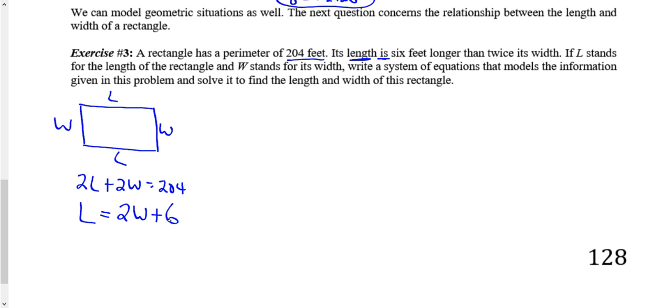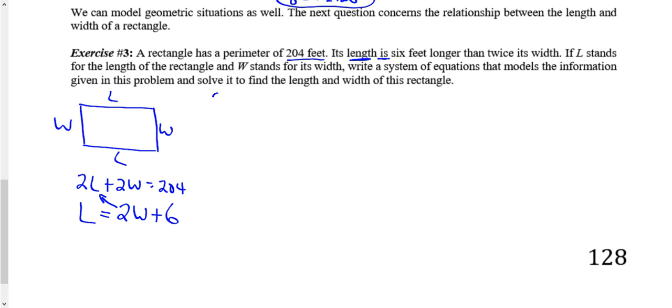But I could use the other method, substitution, right? We have what L equals here directly, don't we? So what can I do with that? Substitute it into this L up here, right? It's not harder. So let's rewrite the top equation, replacing L.